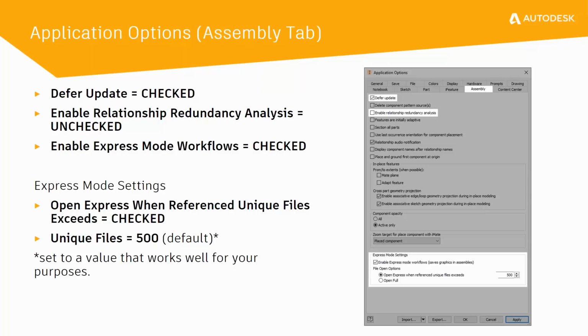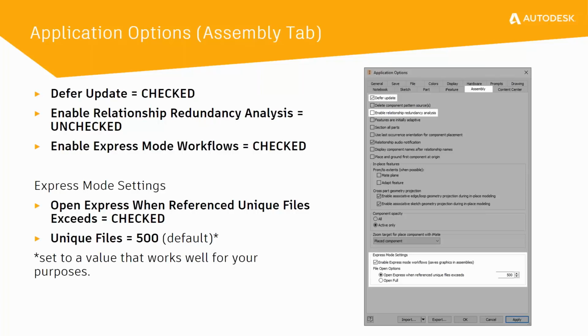Enable relationship redundancy analysis is unchecked, and when this is cleared, Inventor skips a secondary analysis which normally checks for redundant relationships and analyzes all component degrees of freedom. So in essence, it's just avoiding doing that. Enable express mode workflows. We want to make sure that this is checked. And this turns on the express mode capabilities, but it also starts to save enhanced display and model data inside of the assembly file each time we open and save that file, and a little bit more information on that later on.